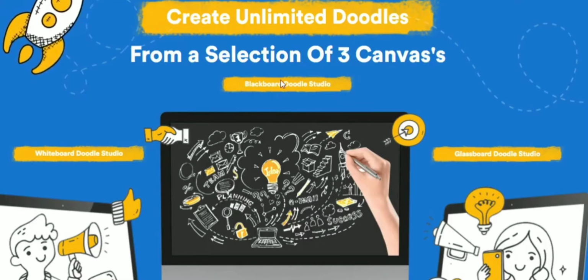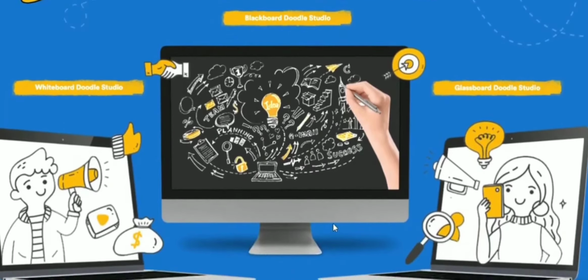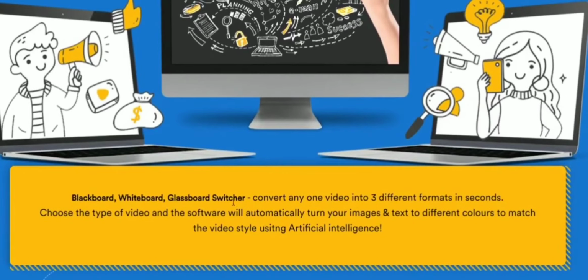Doodlemaker is a great blackboard, whiteboard, glassboard switcher. Convert any video into 3 different formats within seconds. Pick the type of video and the software will automatically convert your images and text into various colors to match the video style utilizing artificial intelligence.